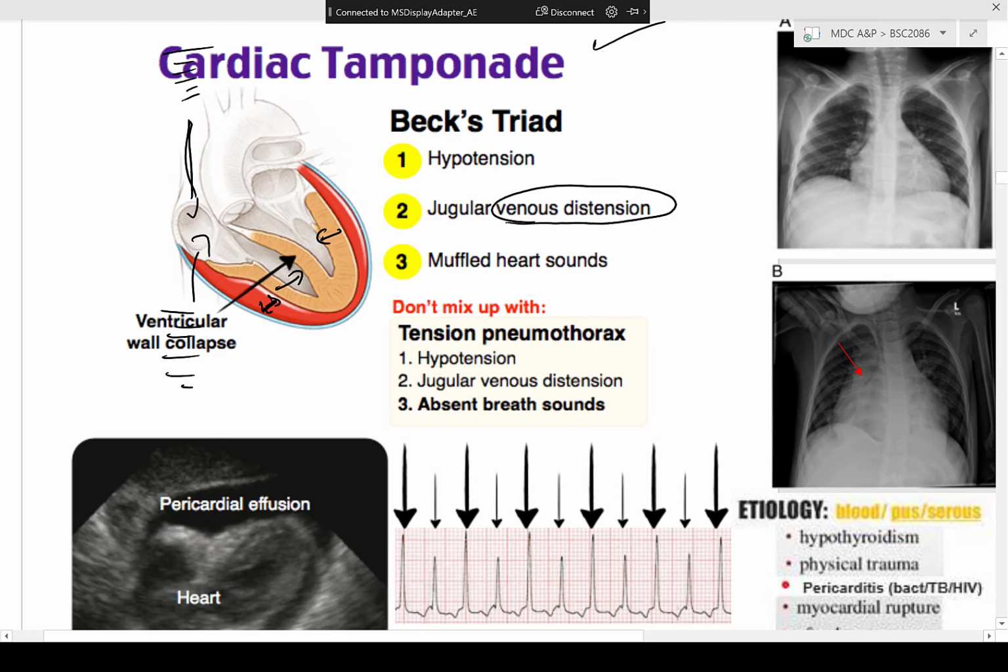They have venous distension. That means the blood vessels, the veins, are going to be what? Dilated. Especially the jugular veins. Where is the jugular vein? Most likely around your neck, right? The common jugular vein. So you're going to have something known as jugular venous distension.